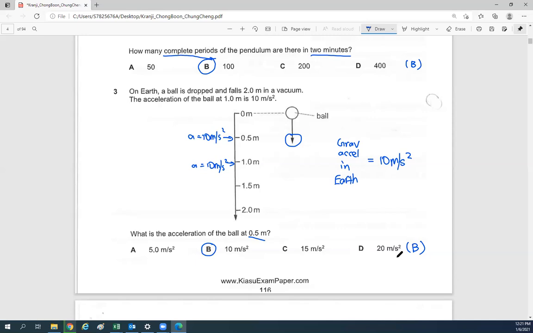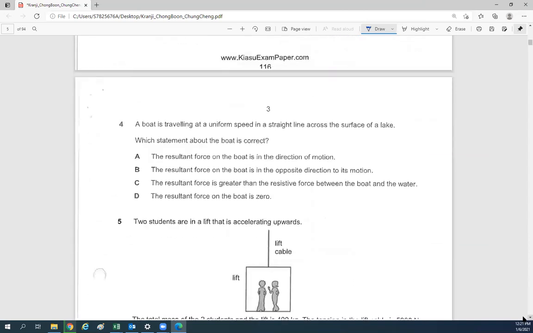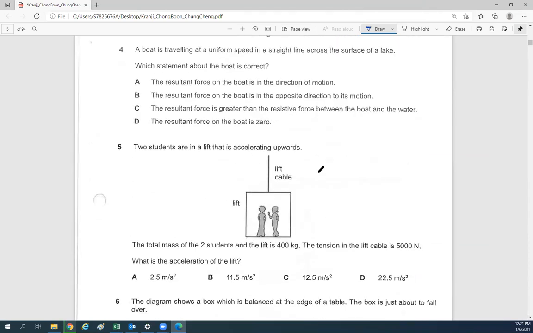Okay, questions 1 to 3, any questions? Because I'm looking at this segment, the blue one. Take that as a no. For the blue one: a boat is traveling at uniform speed. I'm going to underline this. I don't know what the question is asking, but once I see uniform speed, I'm going to underline it straight away. In a straight line across the surface of the lake.